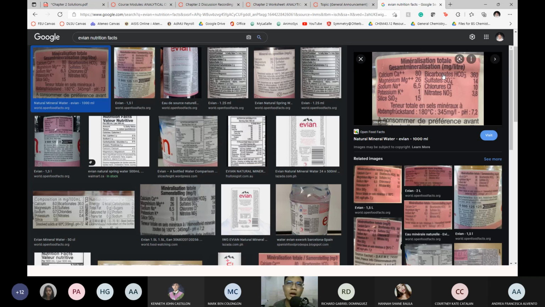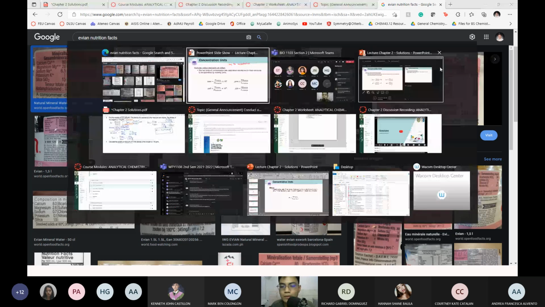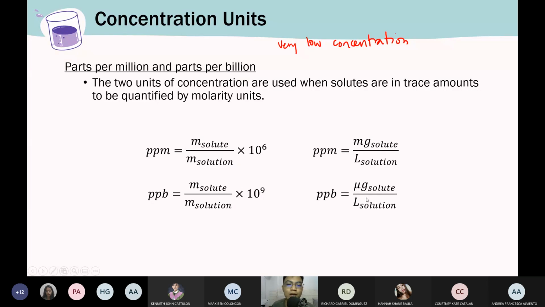Compare that to molarity. Ang molarity, parang mga butil ng bigas yan. No? Maraming butil ng bigas and then you dissolve it in 1 liter solution. Okay? So, ganun yung molarity. It's greater, no? Okay, kaysa sa ppm. Okay, and mas lalo na yung ppb or the parts per billion.